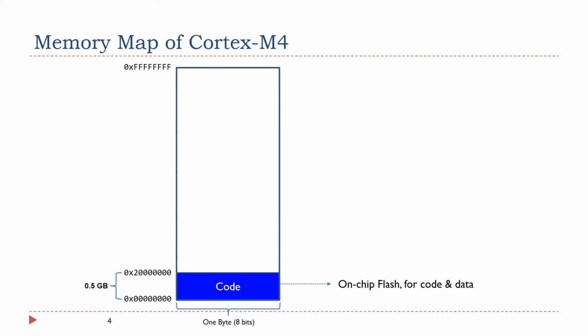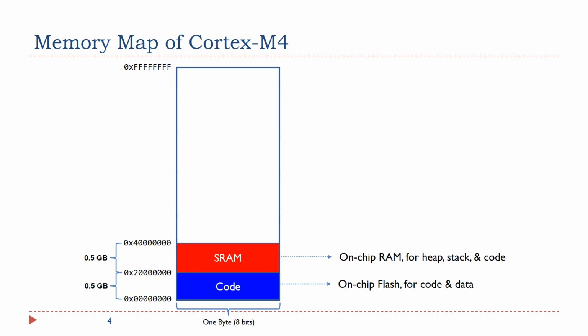The first region is the code region. It is primarily used to store program code. It can also store data. The code region is on-chip memory, typically on-chip flash. The size of on-chip flash is limited to half a gigabyte. The actual size of the on-chip flash varies based on different vendors and different chips.